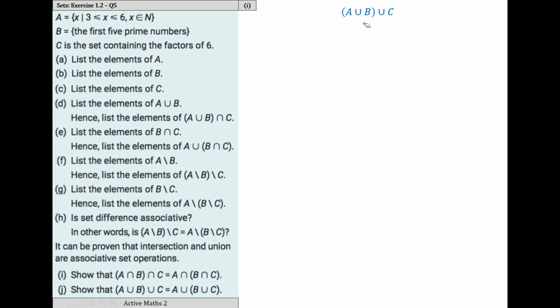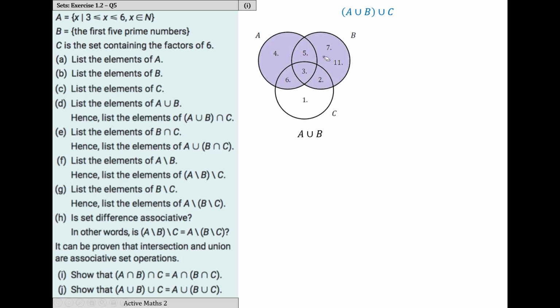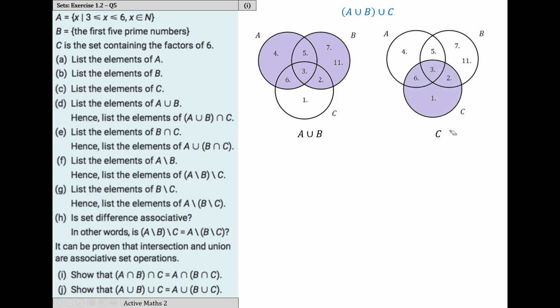So I'm going to find A union B, and then together with whatever's in C, union C. So A union B, first of all, is all of circle A and all of circle B. And then C, obviously, is just circle C. And if I was to colour in all of circle A and circle B, together with anything in circle C, so union C means together with or as well as, I'd basically be colouring in everything. And my answer would be 1, 2, 3, 4, 5, 6, 7, 11. So you'd be colouring in everything in both circles.